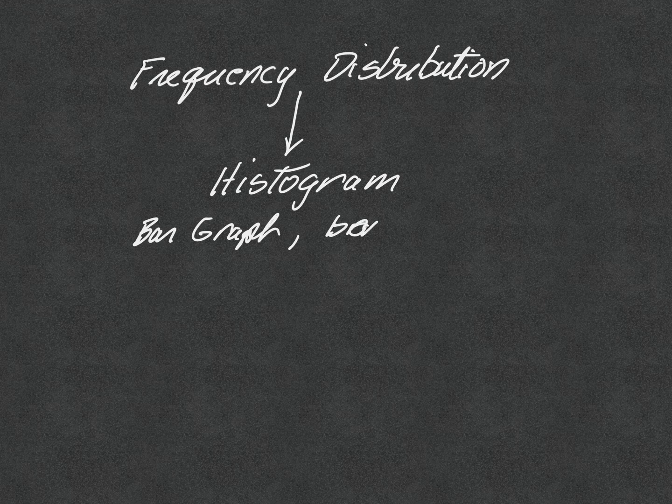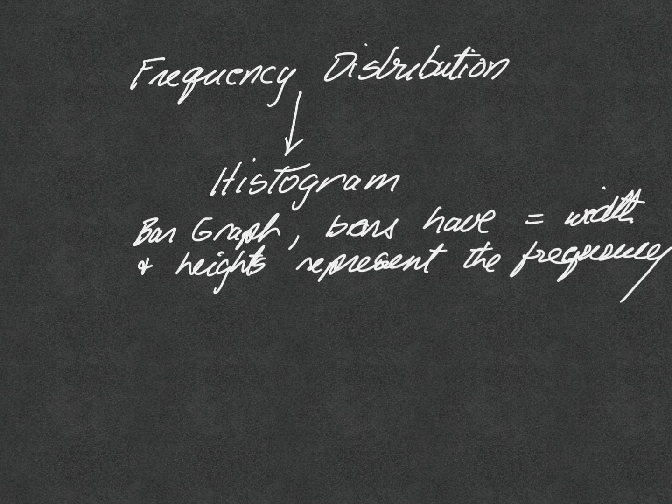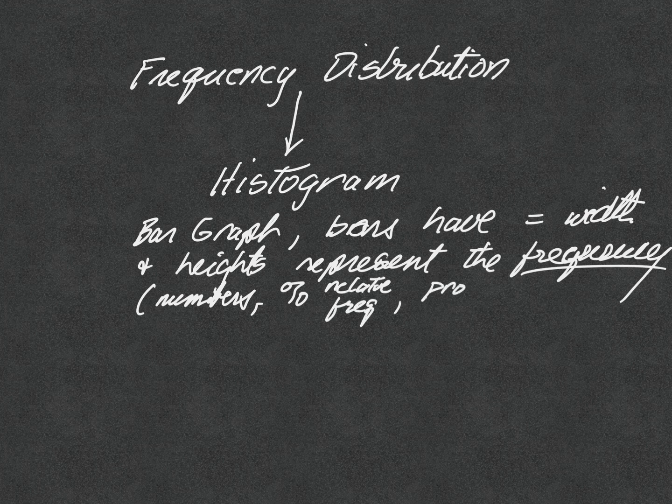where the bars have equal width and the heights represent the frequency, and that, wow, that's really bad writing. Anyway, represent the frequency, and that frequency could be written as numbers. It could be written as percentages or a relative frequency, or it could even be written as a probability, which is another way to talk about a percentage.